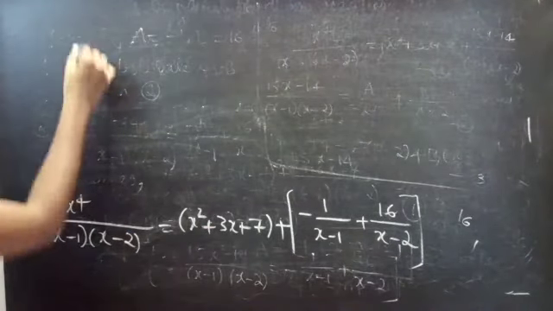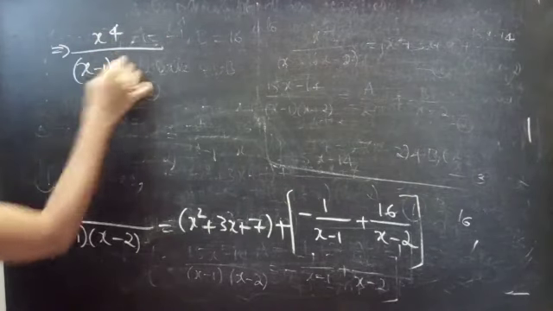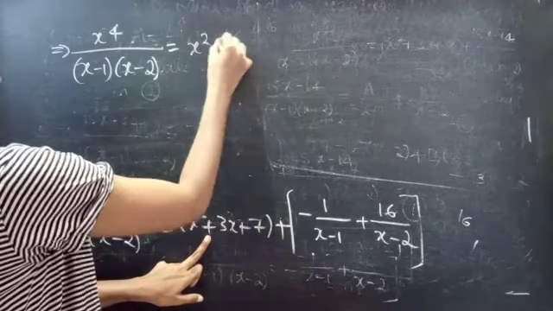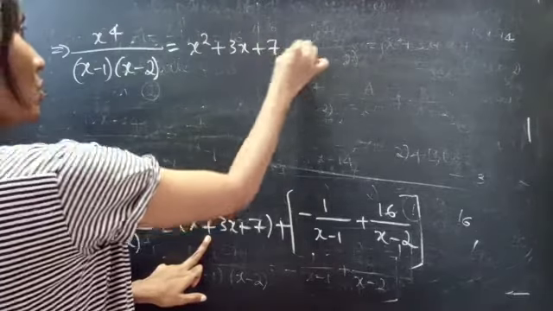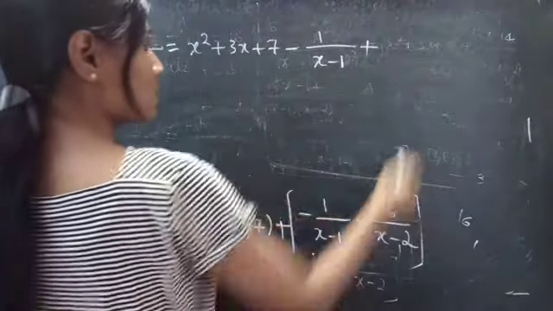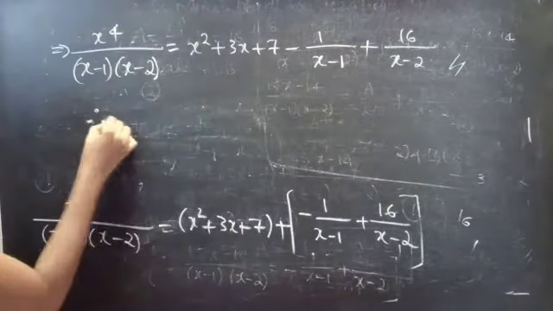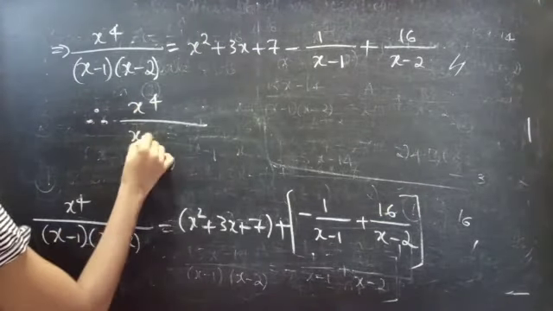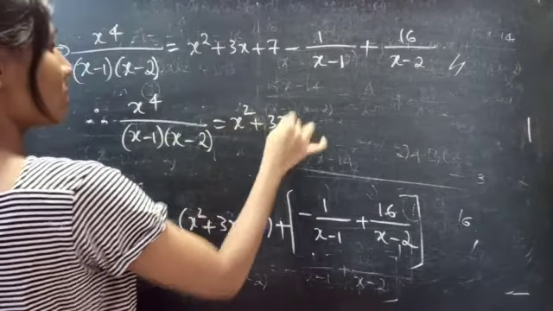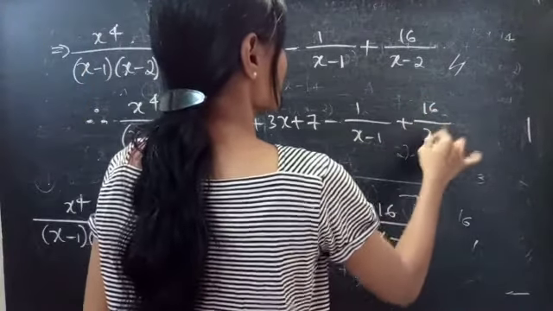So this becomes x power 4 by (x minus 1) into (x minus 2) equals x square plus 3x plus 7 minus 1 by (x minus 1) plus 16 by (x minus 2). So this completes the problem. Therefore, x power 4 by (x minus 1) into (x minus 2) equals x square plus 3x plus 7 minus 1 by (x minus 1) plus 16 by (x minus 2).